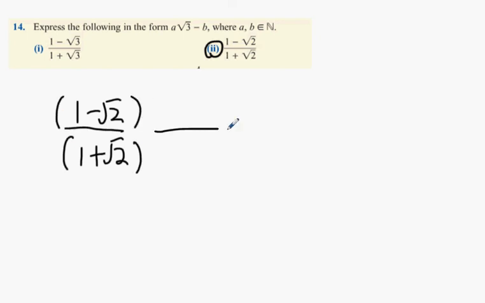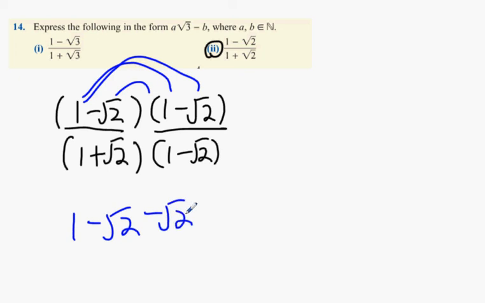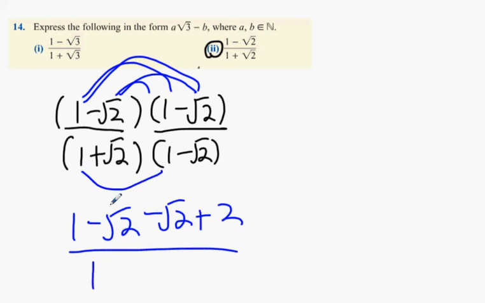Finish off the difference of 2 squares. Do you remember we've been doing it all this time? Then what happens? 1 times 1, minus root 2, minus another root 2. Root 2 by root 2 is minus 2, all over, so it's plus 2. 1 times 1, 1. 1 times minus root 2, and then 1 times that, plus root 2.